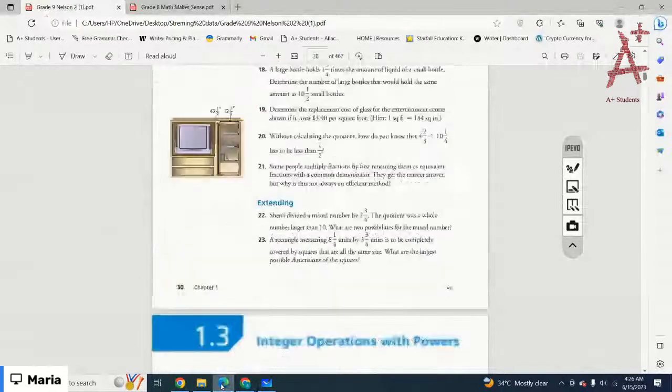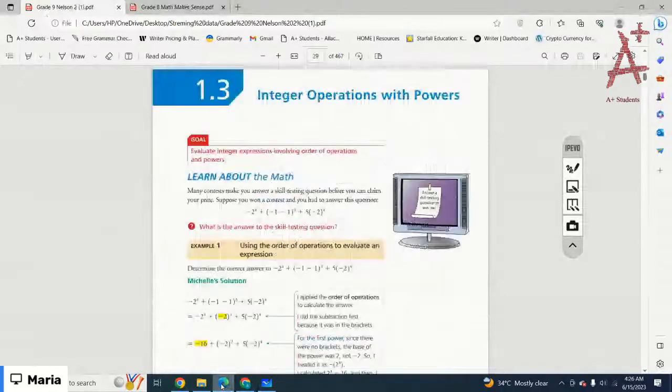Let me just move on to the next lesson, that is integer operations with powers. Okay, so now we're going to learn how we solve integers when a power is involved. Got it?